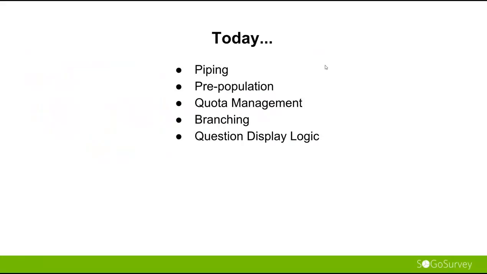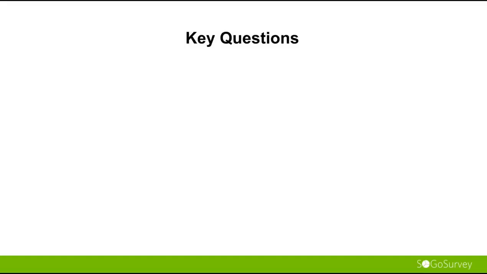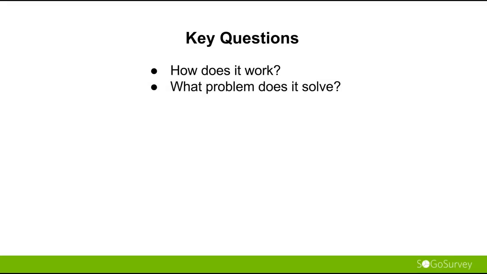That means my job is to get, of course, people into the platform and excited about the projects that they're doing. And in that regard today, we're talking about some of our more advanced features, including piping, pre-population, quota management, branching, question display logic. Some of these are features that you might already be familiar with, but I want to cover for each of these how it works, the basics, seeing it live, and also seeing it within the account, how to build it. What problem does it solve, or how does it help?